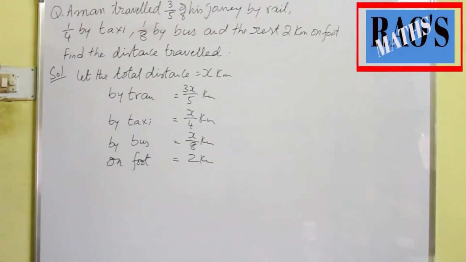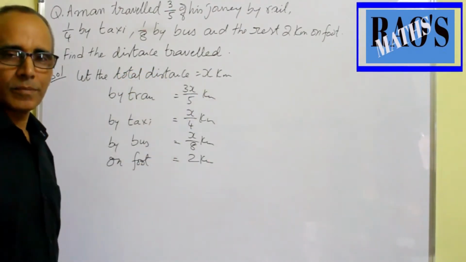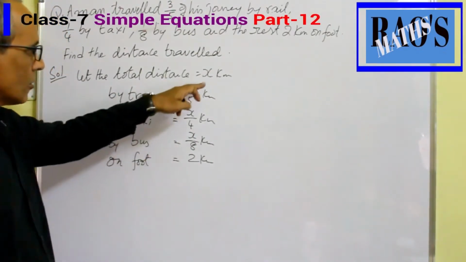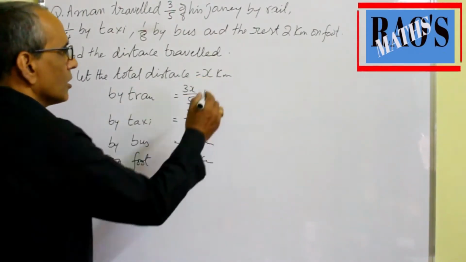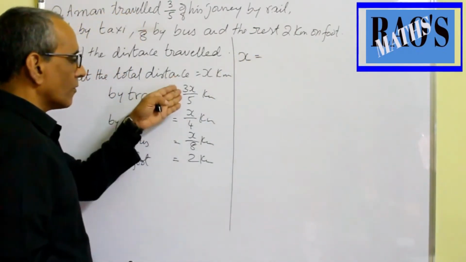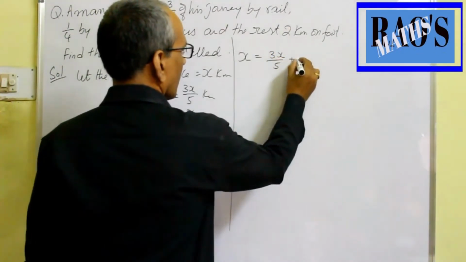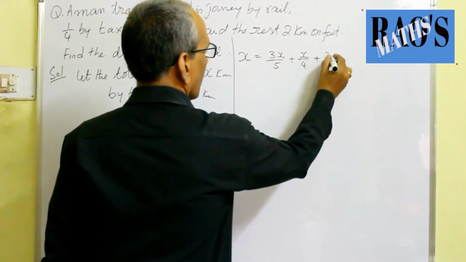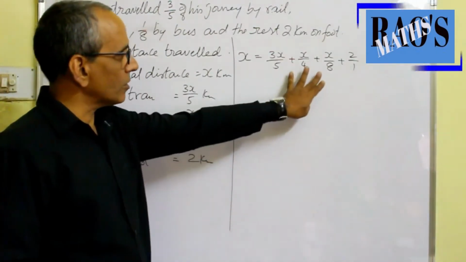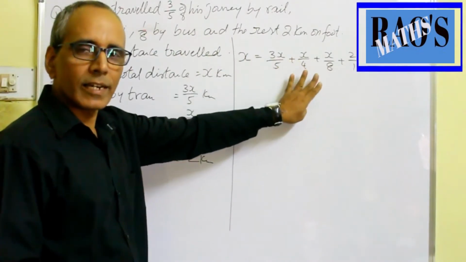Therefore, the sum of the distances is the total distance. So the total of all the distances travelled by various modes of transport is equal to the total distance travelled. So I write here: total distance is the sum of all these distances, that is 3x by 5, x by 4, x by 8 plus 2, of course 2 by 1. We can transpose all variable related terms to the LHS or simplify on the right hand side.